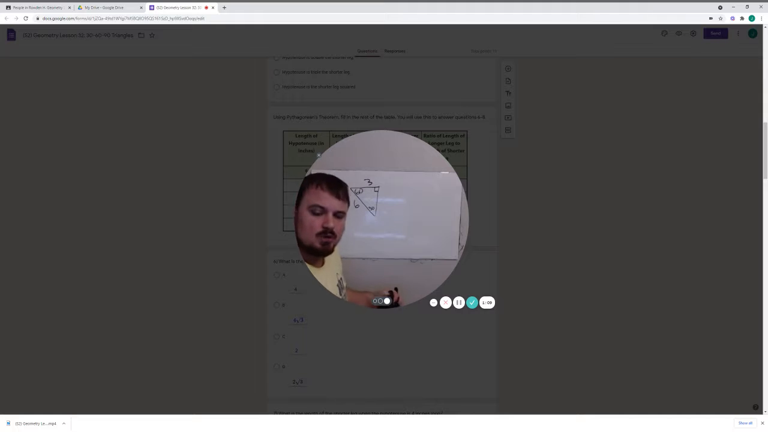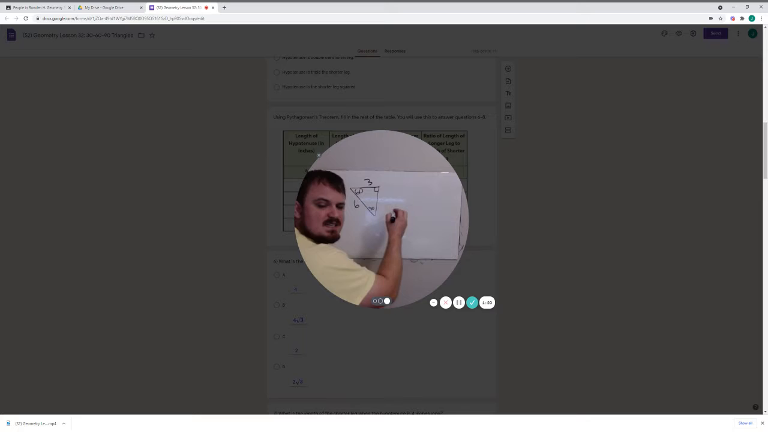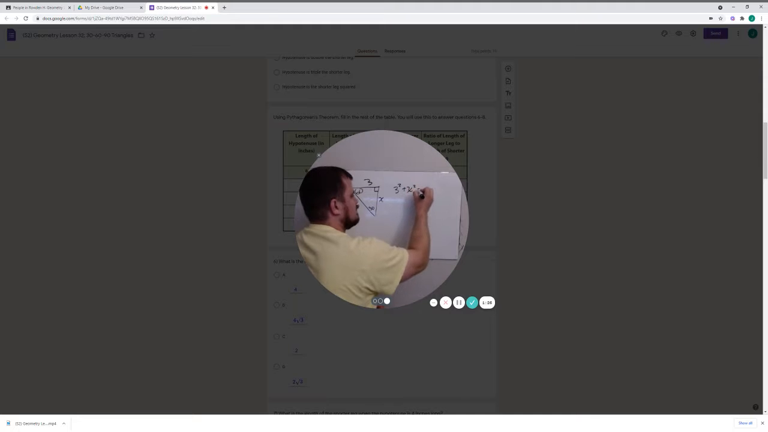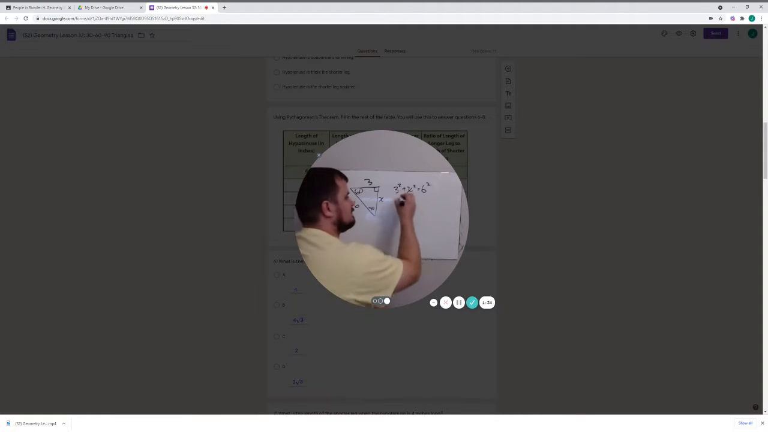Okay, so let's go ahead and find the missing side right here. So we'll do Pythagorean's theorem, but notice across from the 90, that's the hypotenuse. So it'll look like this. I'll go ahead and call this missing side x. Okay, so that's what we have right now. And then let's go ahead and solve for x.